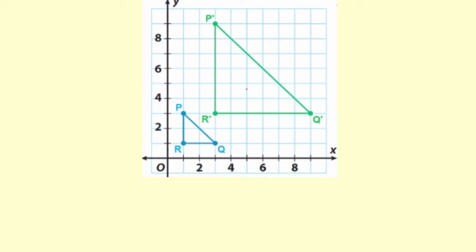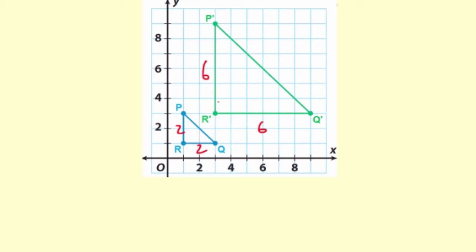Okay, now when you make a dilation, you're making a triangle that has the same side ratios as the original triangle. So for example, RQ is 2, RP is 2, while R prime Q prime is 6, and so is P prime R prime. So the side lengths are proportional when you do a dilation. And the shapes that result are called similar shapes. They're the same shape but different sizes.